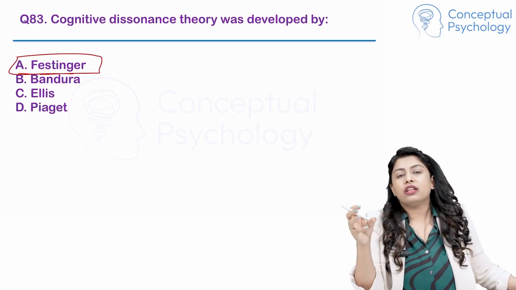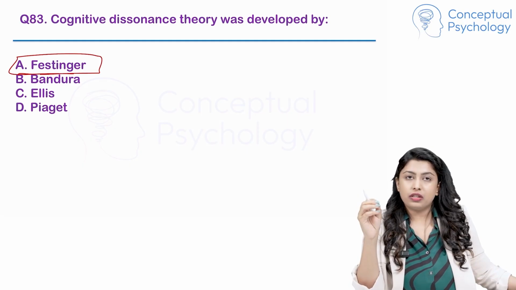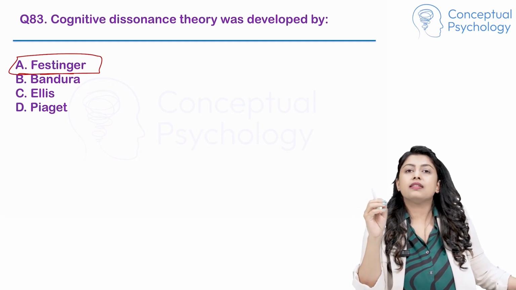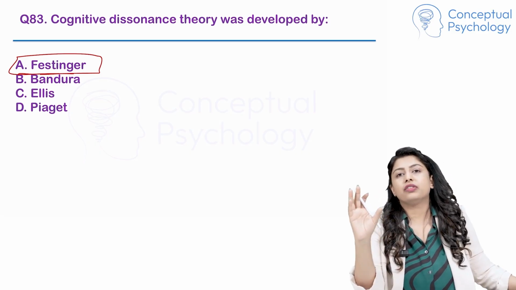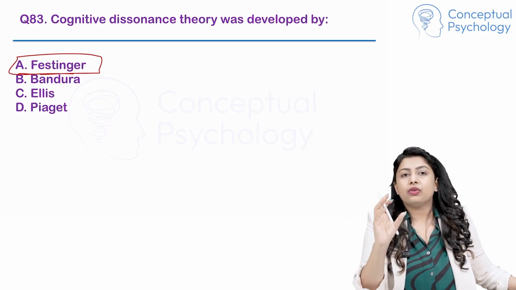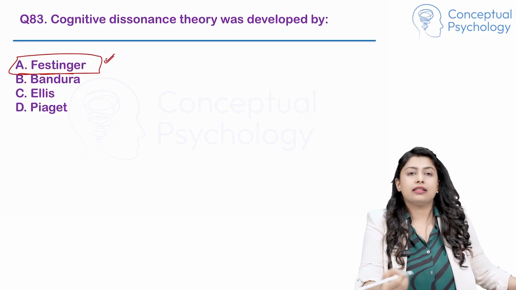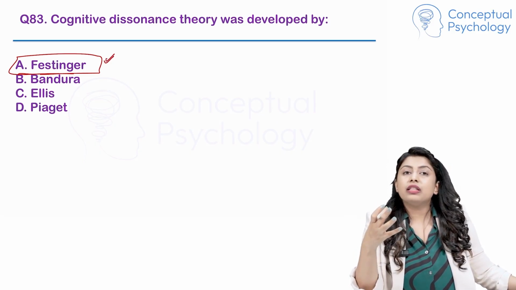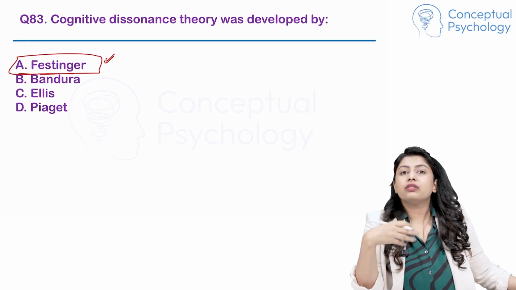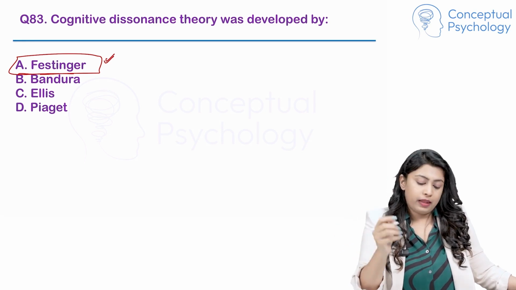Now, cognitive dissonance theory was developed by Festinger. So, Leon Festinger developed cognitive dissonance theory, which explains the psychological discomfort experienced when holding contradictory beliefs, values, or attitudes simultaneously. So, this discomfort motivates people to reduce the dissonance through various strategies.